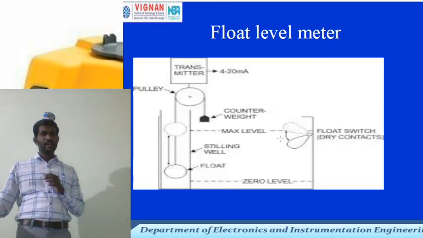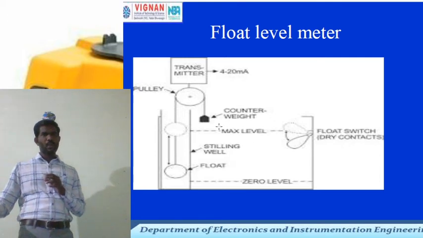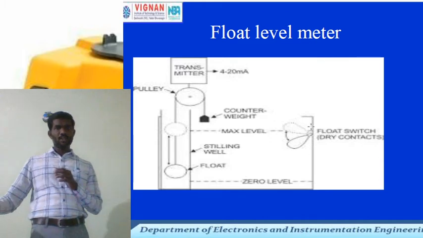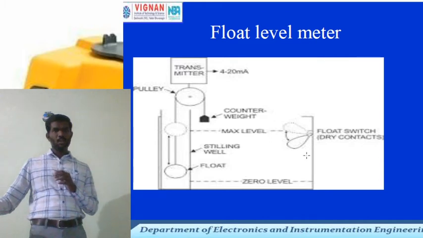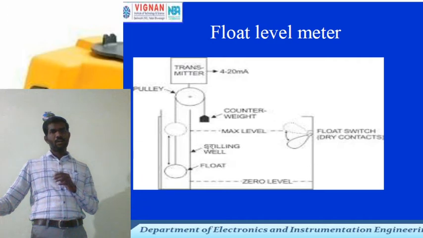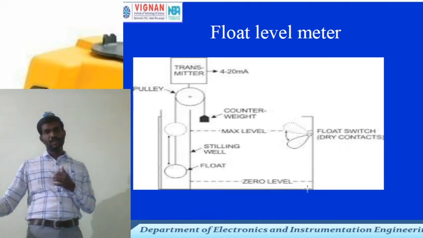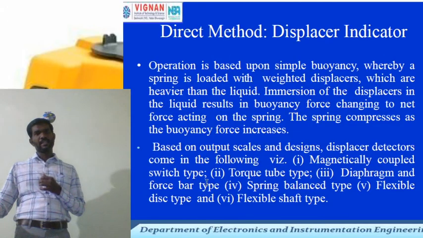Here, if you see the construction, these pulleys are added with a counterweight, and here the float is arranged with the float switch, in contact with the tank. When the level increases, the float will move upward. By taking this we can analyze the level.